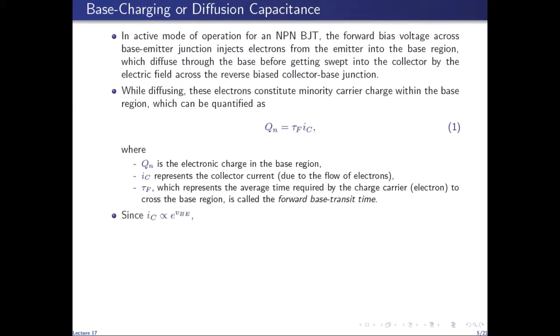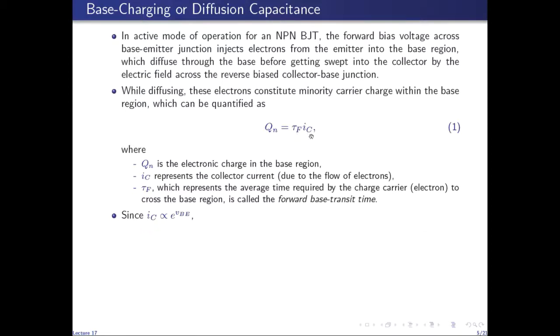And it makes sense as well, because current is defined as charge per unit time. So Qn charge takes tau f amount of time on average to get through the base region. This flow of electrons through the base region eventually constitutes what is called the collector current. So IC is Qn over tau f, which gives Qn as tau f times IC.